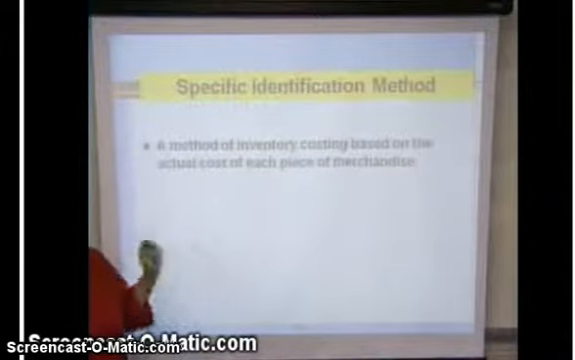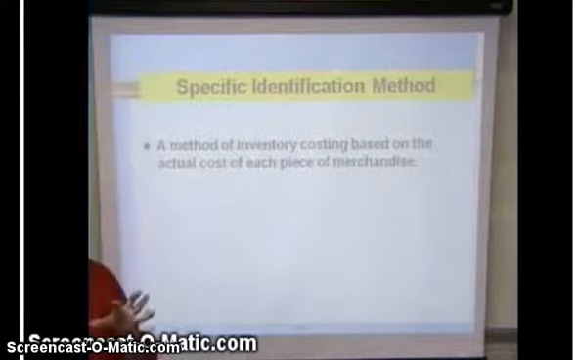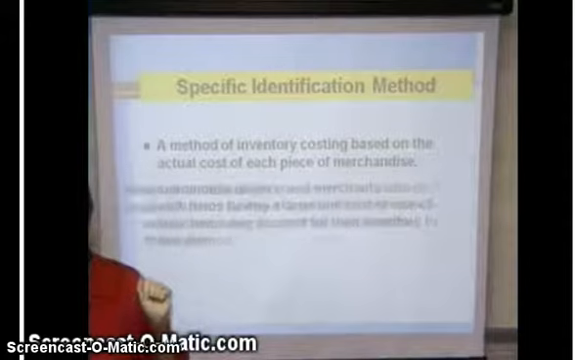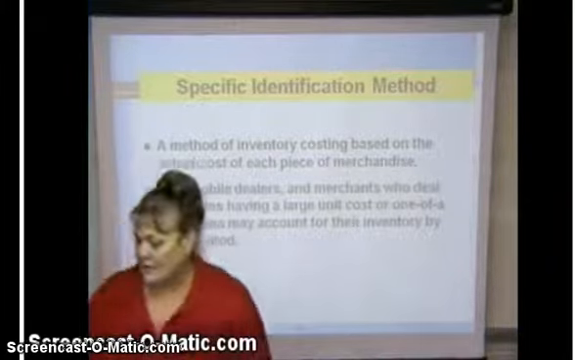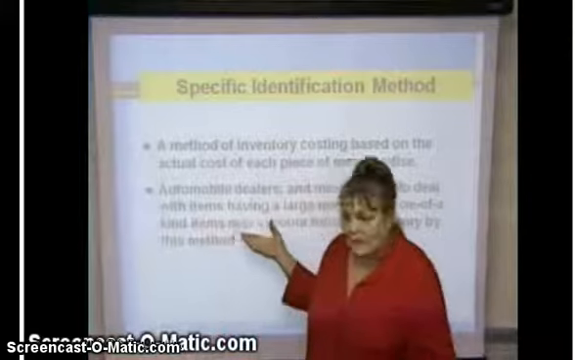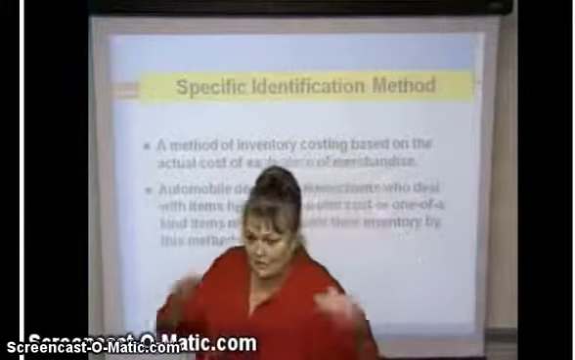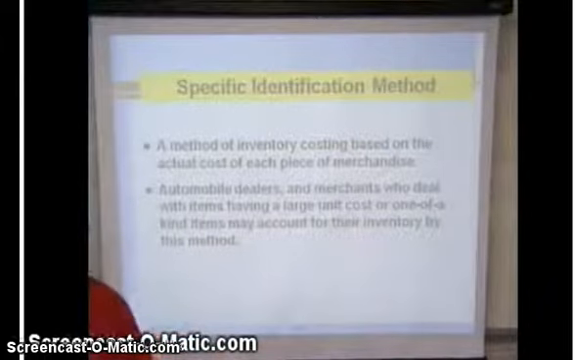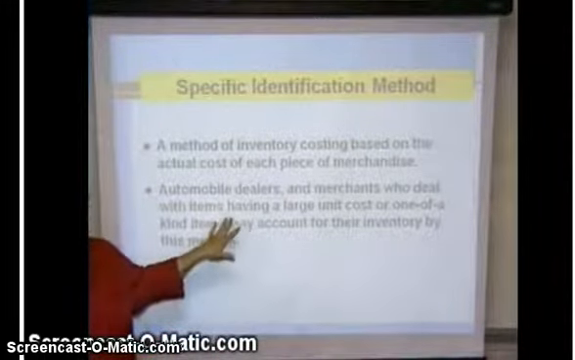Alright, first one. Specific identification. Based on the actual cost of each piece of merchandise. Like automobile dealers, they deal in one-of-a-kind type of thing. Everything's got its own identification and its own number. We would list it on our inventory, identifying each of our items. This would be something with the small inventory then?